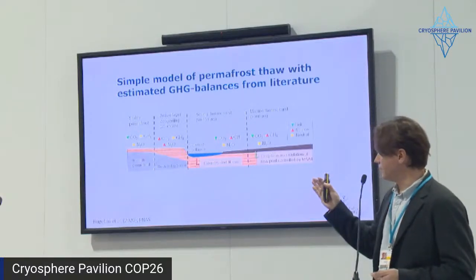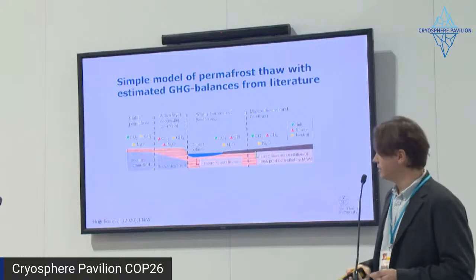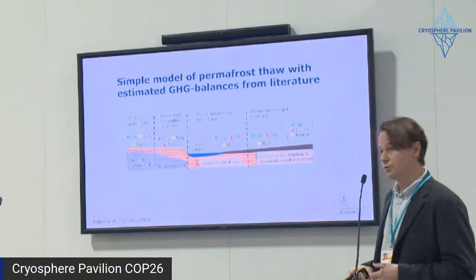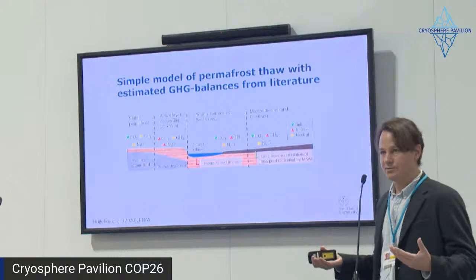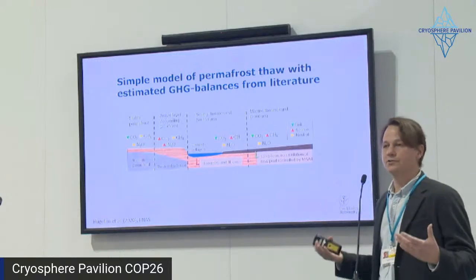So you go from having stable permafrost, that's a CO2 sink, and basically neutral for methane and nitrous oxide. And then you start emitting CO2 and nitrous oxide as the permafrost thaws. And in the thermokarst stage, the collapse stage, when the permafrost is completely gone, you get a really strong methane source.